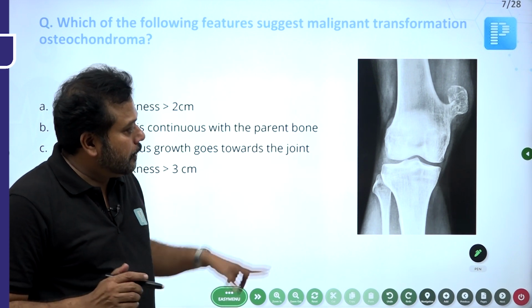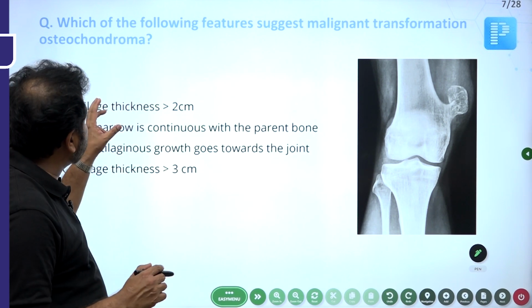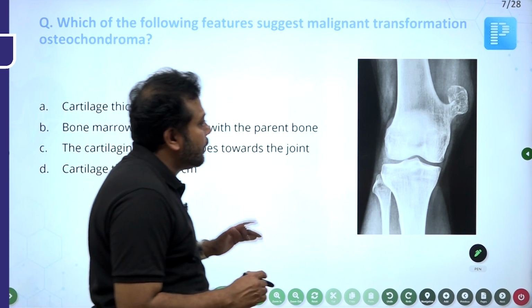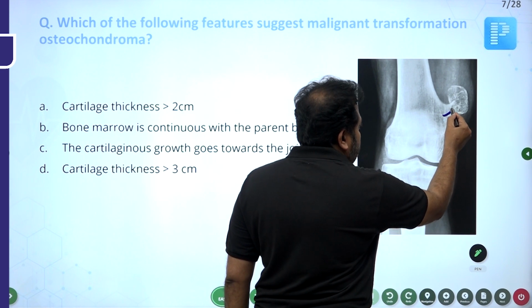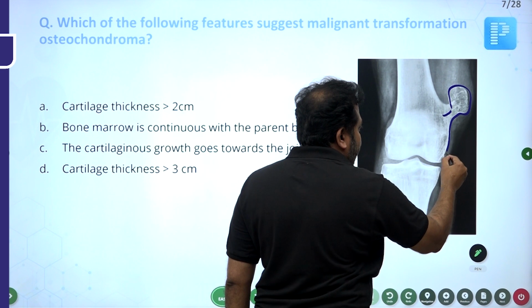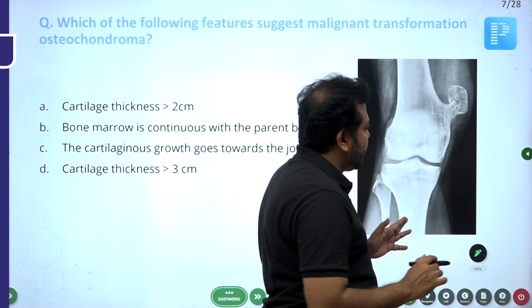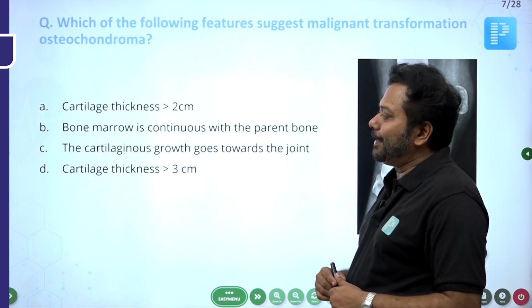So what happened? This cartilage. Which of the following features suggests malignant transformation of the osteochondroma? That's the question. You see here, you are seeing a metaphyseal growth, and this is growing away from the epiphysis. This itself says that this is an osteochondroma.